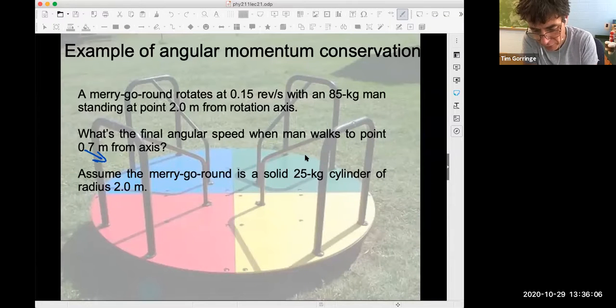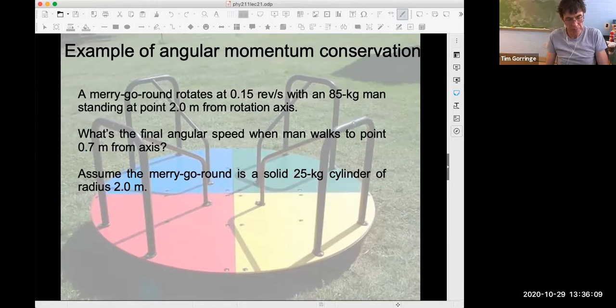And let's look at a numerical problem of angular momentum conservation. In this problem, we're told that a merry-go-round rotates at 0.15 revolutions a second with an 85 kilogram man standing at a point 2 meters from the axis of rotation. We're then asked, what is the final angular velocity, or final angular speed, when the man walks from that point that's 2 meters from the axis of rotation to a point that's 0.7 meters from the axis of rotation, so closer to the axis of rotation.